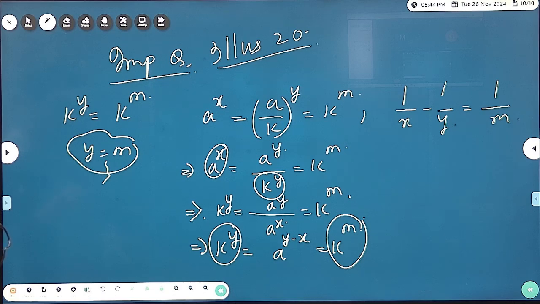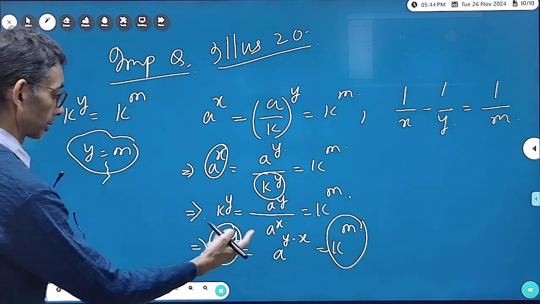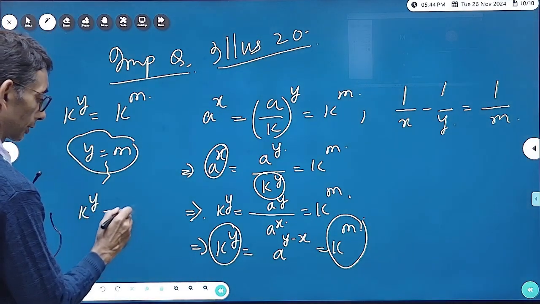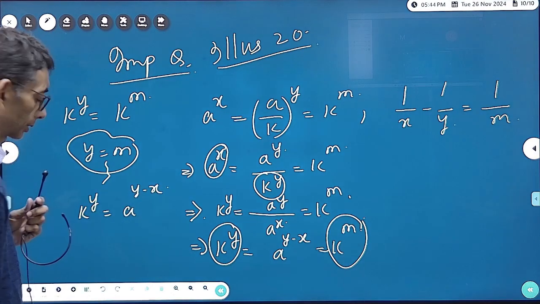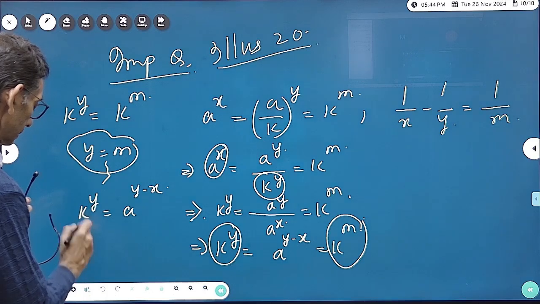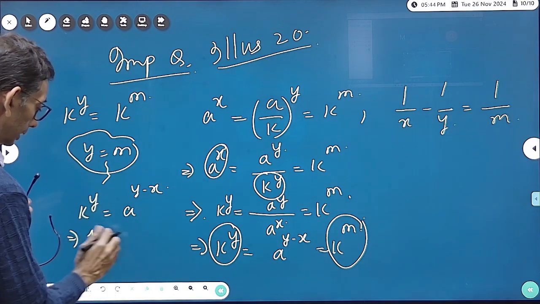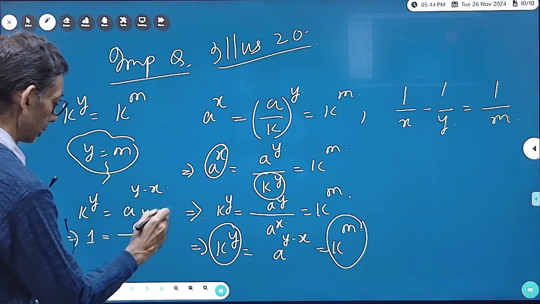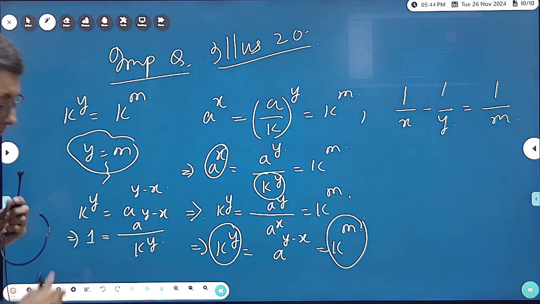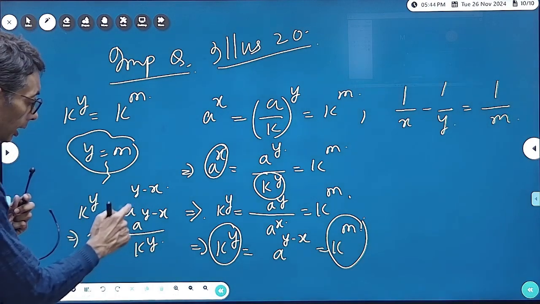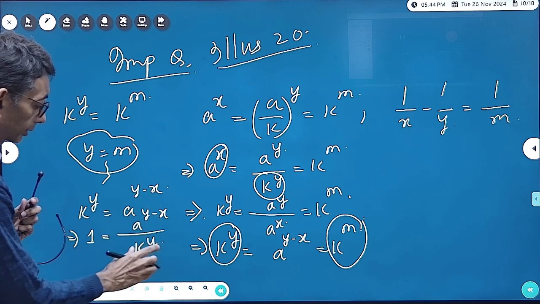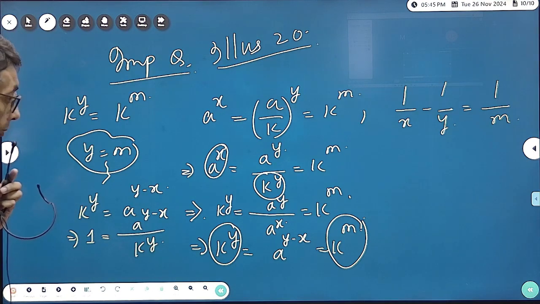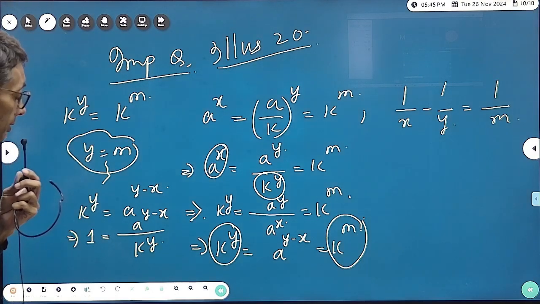Then I'll compare the first and the second. Also k to the power y is equal to a to the power y minus x. Done. So what we'll do is I'll just write this as 1 and divide both sides by k to the power y. Then what I have done, tell me: both sides I have divided by k to the power y, so k to the power y divided by k to the power y gives 1, and a to the power y minus x divided by k to the power y will be in the denominator. Is that okay? Those who are online, could you follow these steps on how to solve?